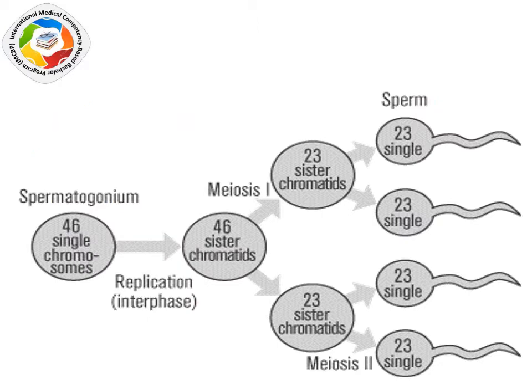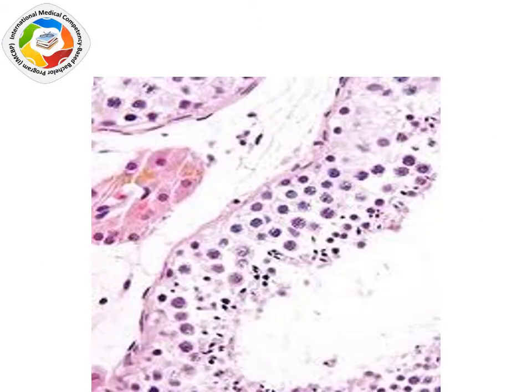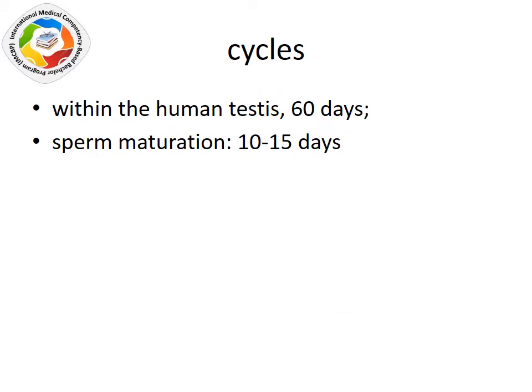This diagram shows the different types of germ cells within the testis, which start with spermatogonia, which has 46 chromosomes, and end with mature sperm, which contains 23 chromosomes. This slide shows the histological pattern within the testes. Spermatogenesis takes a certain cycle within the seminiferous tubule. It lasts about 60 days until formation of mature sperm. Then maturation occurs within the epididymis. It lasts about 10 to 15 days.